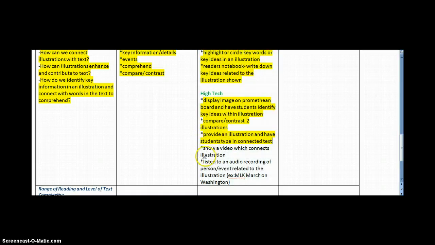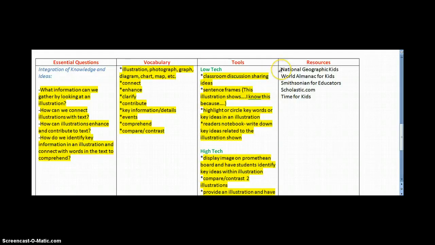Provide an illustration and have students type onto the illustration using connected text. Show a video which connects the illustration. Or listen to an audio recording of the person or event related to an illustration. I have an example here, the MLK March on Washington, which I will show you. Some resources: National Geographic for Kids, World Almanac for Kids, Smithsonian for Educators, Scholastic.com, and Time for Kids.